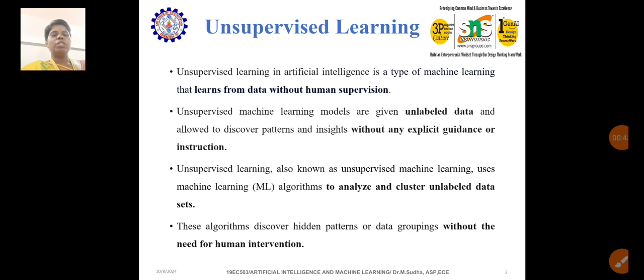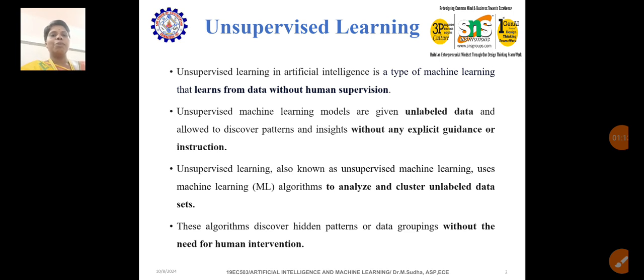Before that, what is the definition of unsupervised learning? The first point: unsupervised learning in artificial intelligence is a type of machine learning that learns from data without human supervision. So there is no need of human supervision. What data we give as input, from that input it will analyze and fetch the output. This is how unsupervised learning works.